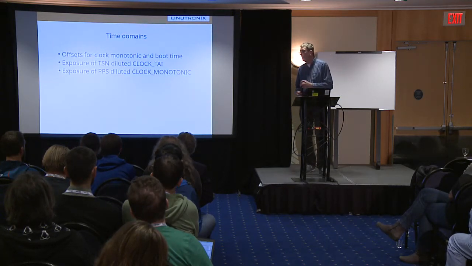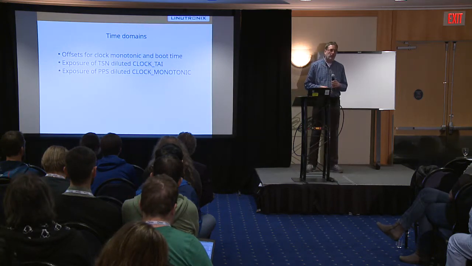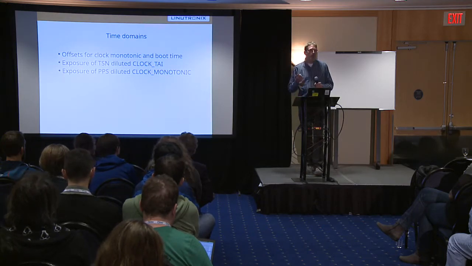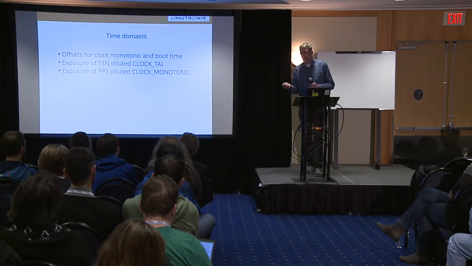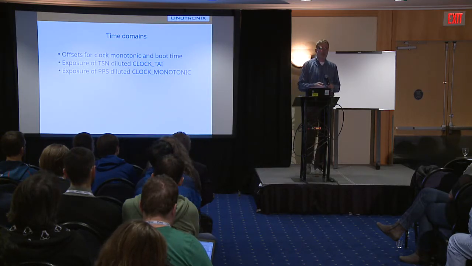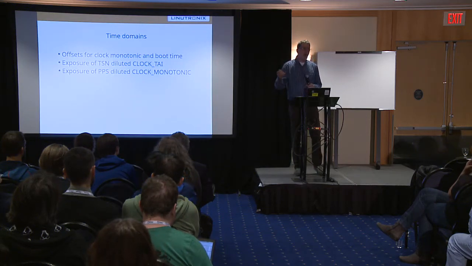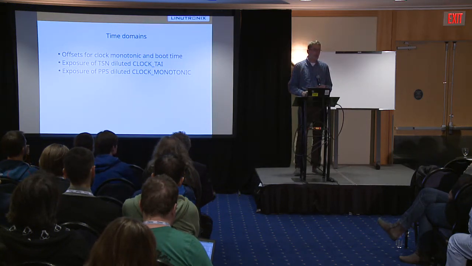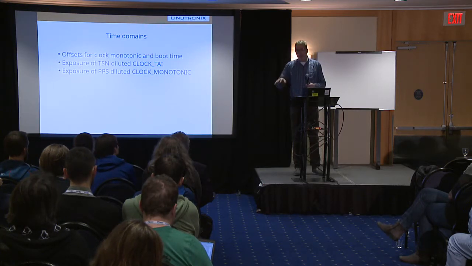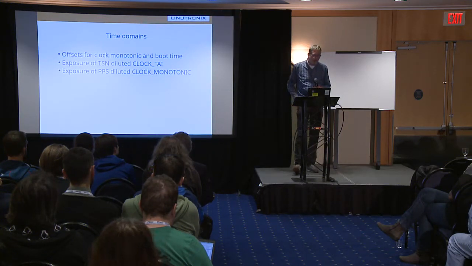So, if we think about time domains, what could we do to address those problems? One is that the clock monotonic and boot time thing for containers is reasonably easy to do. It's offsets. When you start to migrate the container, you say my offset for clock monotonic is X, and then you go. There are a few things to do about that, but we'll talk about that later.